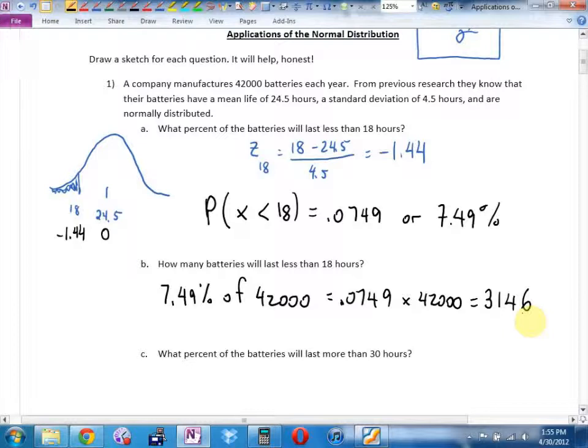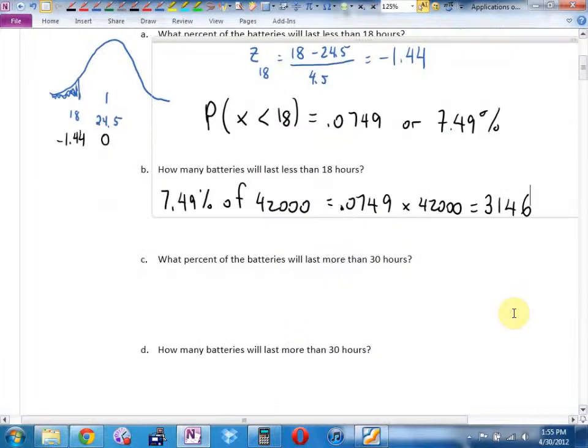So what we're going to be looking at for the next little while is, if I give you actual values, find the Z-score that goes with them. Do a sketch to figure out what area you're interested in. That's why the little picture of the bell helps. And then sometimes I'll ask you to do something with that percentage. C. What percent of the batteries will last more than 30 hours?